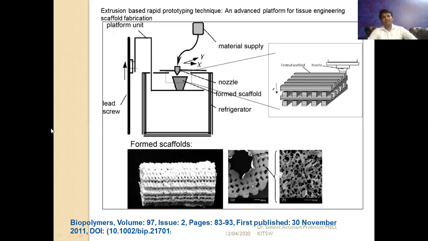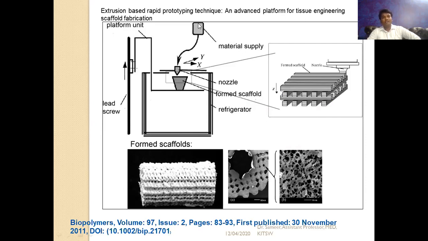In this slide, we can see how the extrusion-based rapid prototyping techniques were used to manufacture the scaffolds for tissue engineering. Here in this diagram, we can see one of the RP technologies where the scaffolds are formed in the apparatus. This shows the schematic illustration of the generation of the scaffolds.